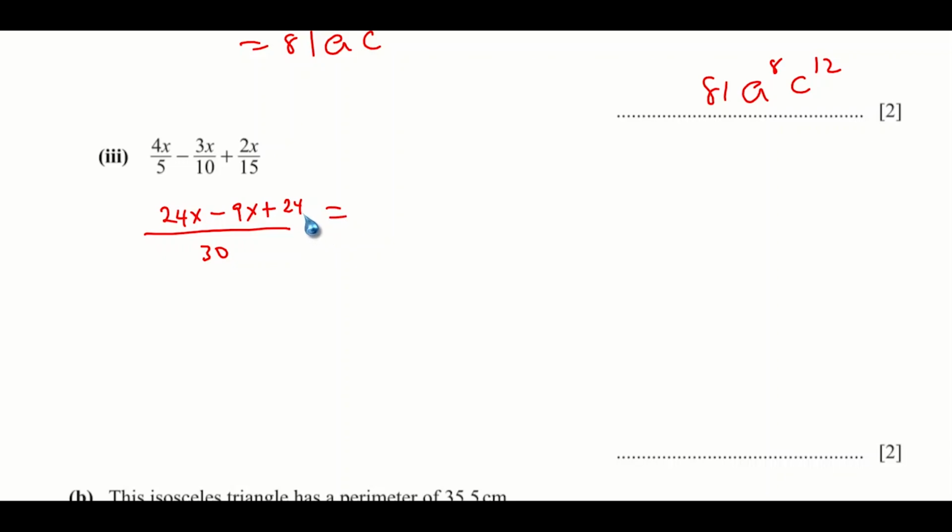So 24x minus 9x plus 4x, sorry, this should be 4x. So 24x minus 9x plus 4x will give you 19x out of 30. So we have 19x out of 30.